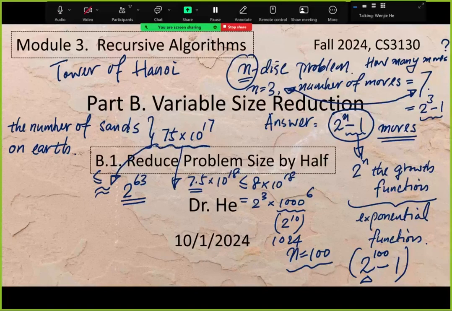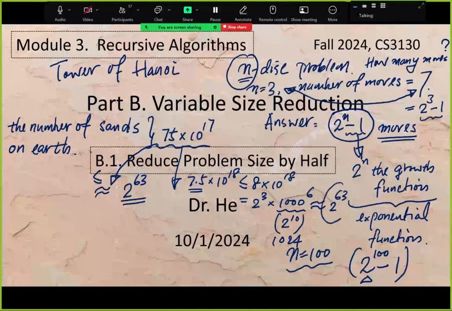1024 is very close to 1,000, so very close to 2 to the 63rd. So that's how I get this conversion.